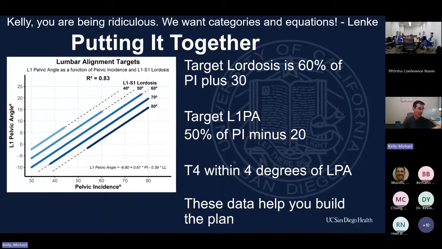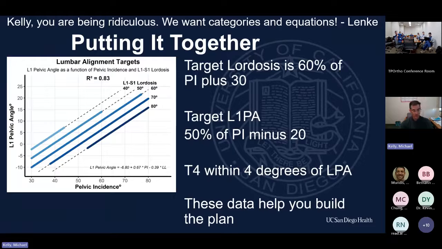So how do we put this all together? I did all this for Larry when we started the paper and he was like, Mike, this is awesome. This is great, but you can't sell this. No one's going to buy this. You've got to keep it simple. We want equations. We want categories. How do you think about this?